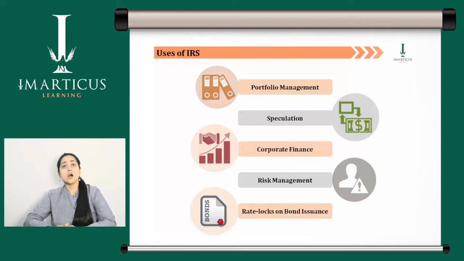Finally, IRS are used for rate lock on bond issuance. When corporations decide to issue fixed rate bonds, they usually lock in the current interest rate by entering into a swap contract that gives them time to go out and find investors for the bond. Once they actually sell the bonds, they exit the swap contract. If rates have gone up since the decision to sell bonds, the swap contracts will be worth more, offsetting the increased financing costs.